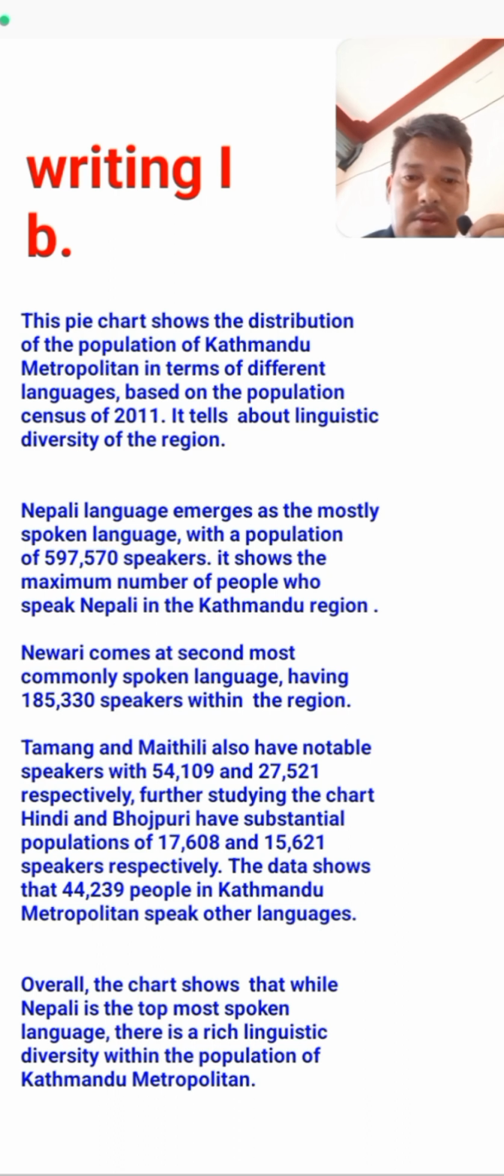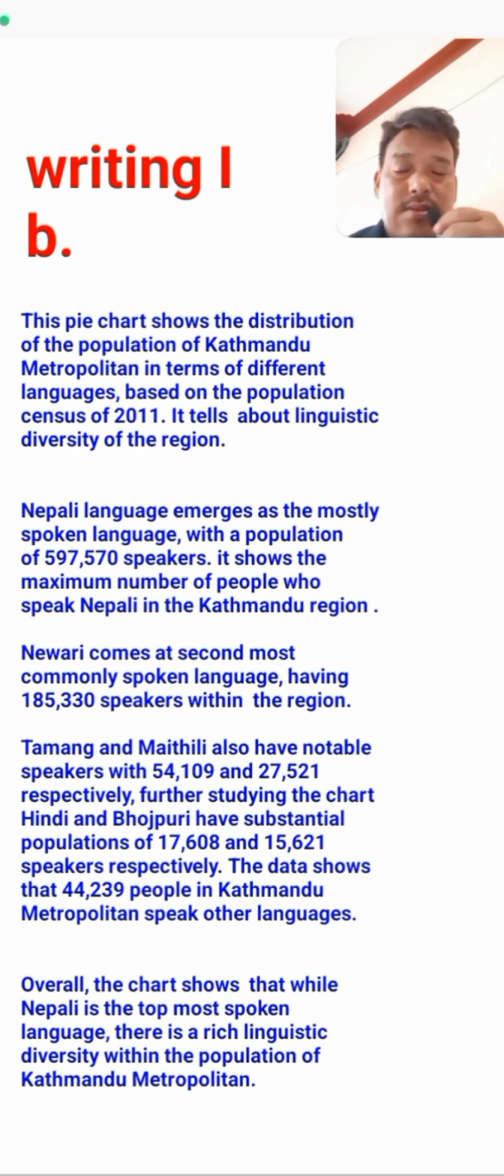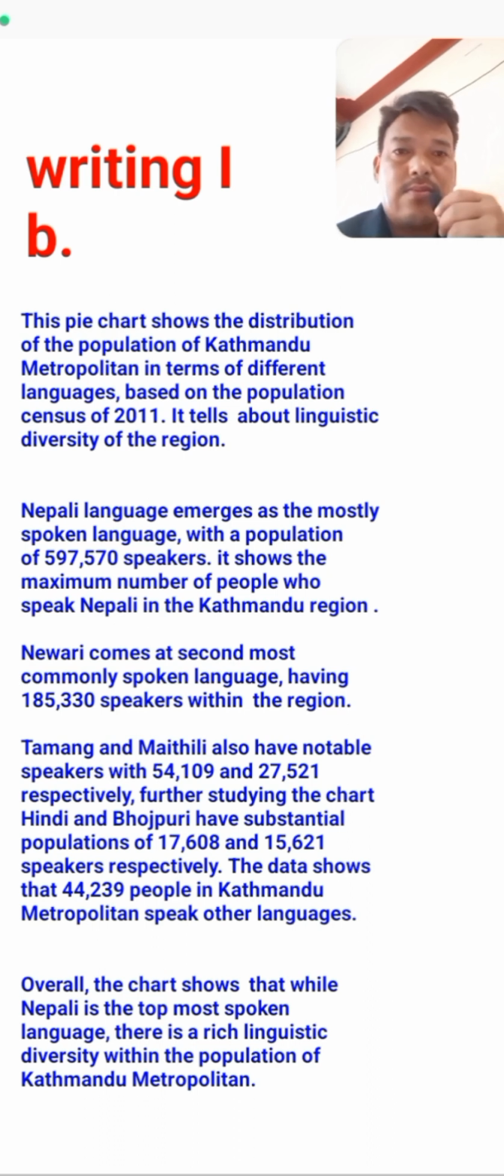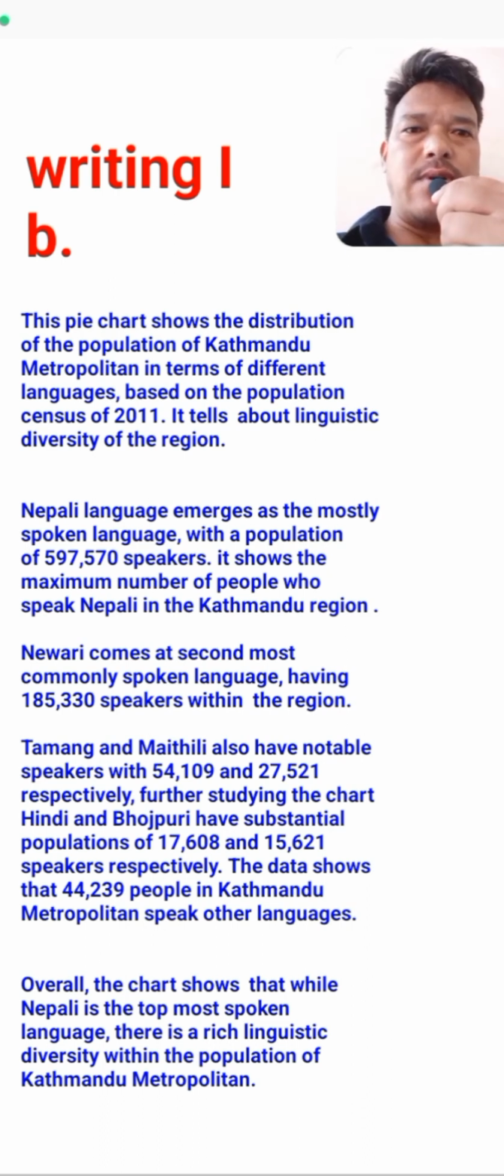So this is all about the interpretation of this pie chart, students, and overall we can say that Nepali is the language which is dominating other languages in the city, and is widely spoken in the Kathmandu Valley, and there is a rich linguistic diversity within the population of Kathmandu metropolitan. So students, this is all about the pie chart interpretation, and this is all about your exercise of reading fast from unit 13. With that I come to an end of today's class. Till then, keep watching my videos. See you in the next one.